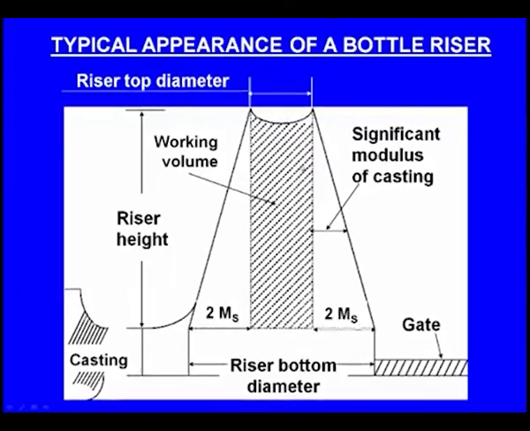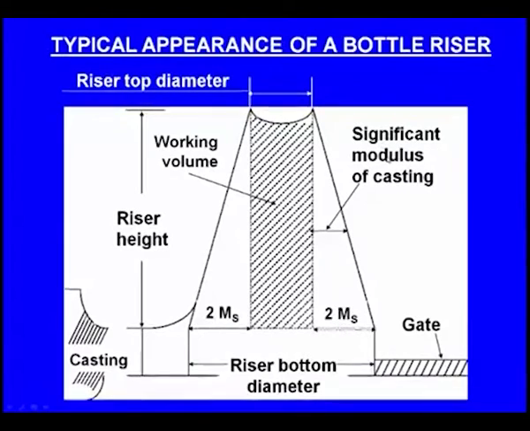Now, there is a difference between the diameters both at the top and the bottom. Half of this difference in the diameters is known as the significant modulus, indicated by ms. Now, at the bottom it will be 2 ms and on this side there will be 2 ms.